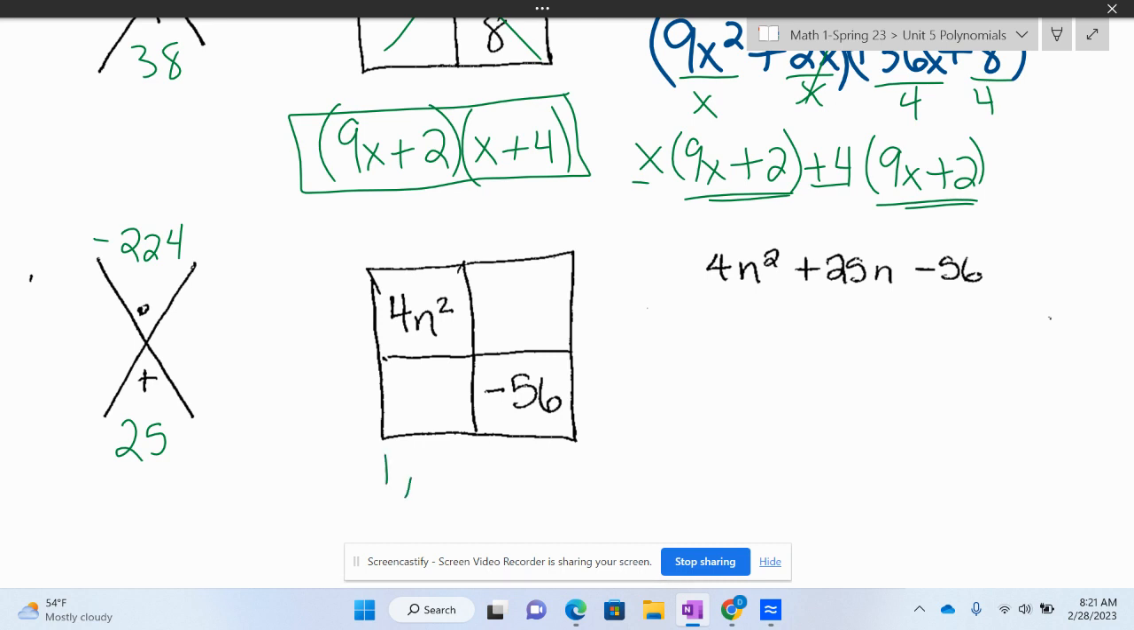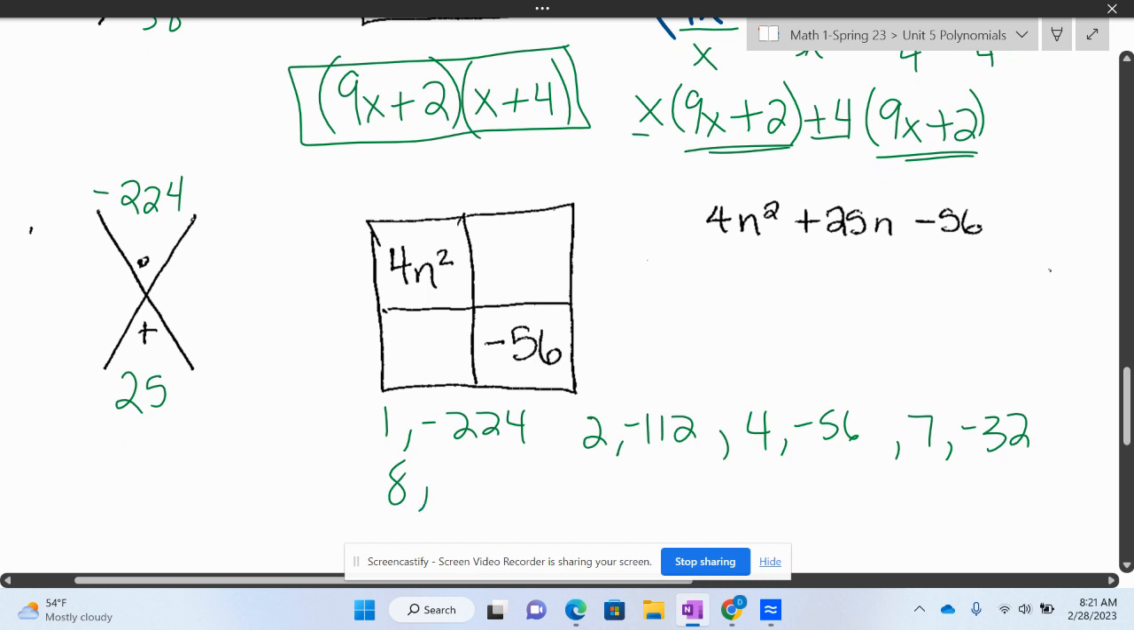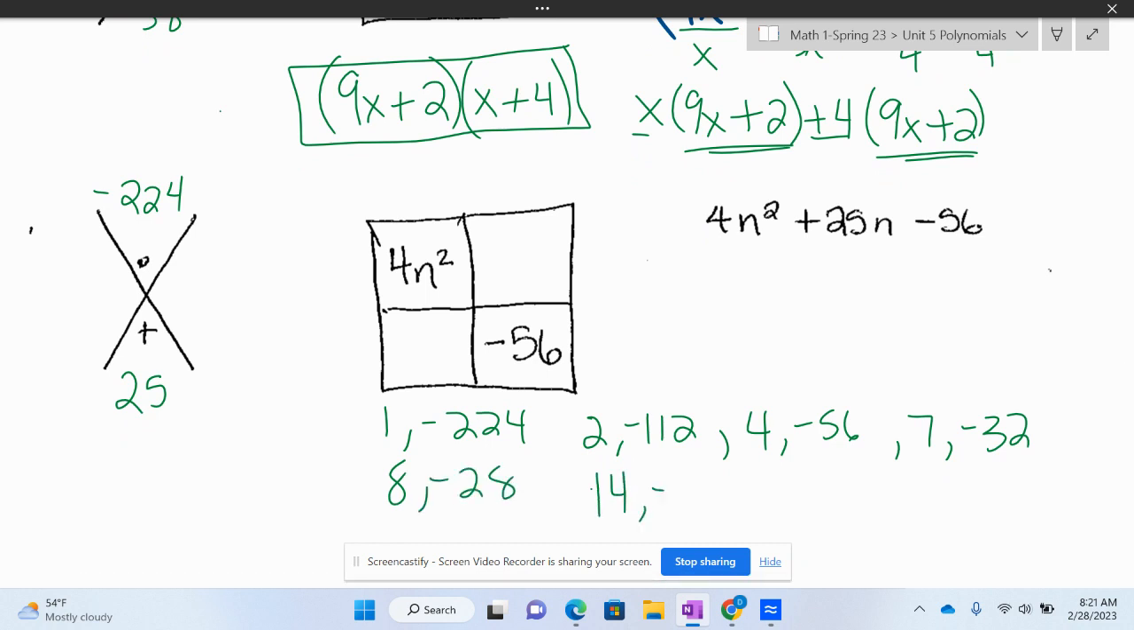1 and negative 224. 2 and negative 112. 4 and negative 56. 7 and negative 32. 8 and negative 28. And 14 and negative 16.